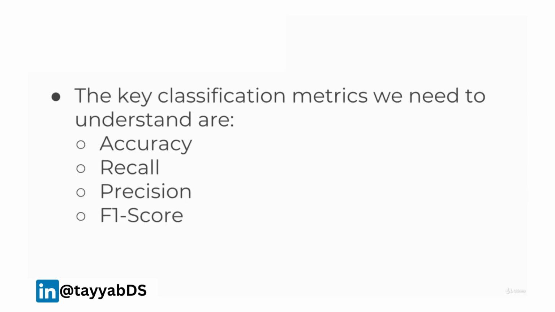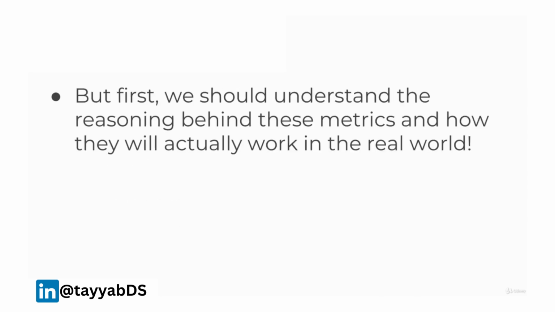The key classification metrics we need to understand are accuracy, recall, precision, and F1 score, which is essentially a combination of recall and precision. But first, we should really understand the reasoning behind these metrics and how they actually work in the real world. So we're going to follow along a little bit in a process with some more realistic example, such as classifying a spam versus ham message.